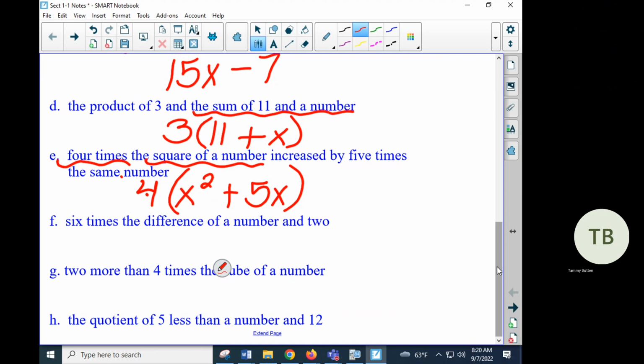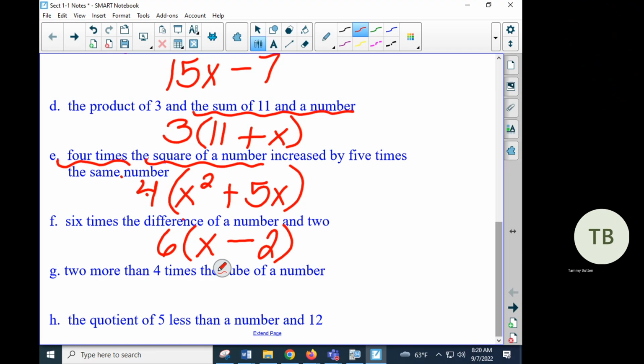What does difference mean? Subtract. So it's the difference of a number and 2. For our number, we can say x. We just said difference means subtract. And 2, so it's the number minus 2. Then it says 6 times that. So then what would I have to do? Parentheses with your 6.